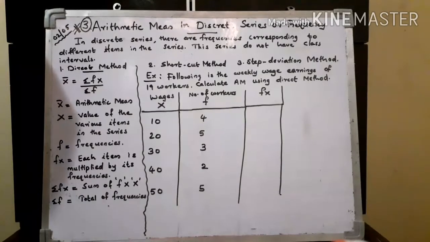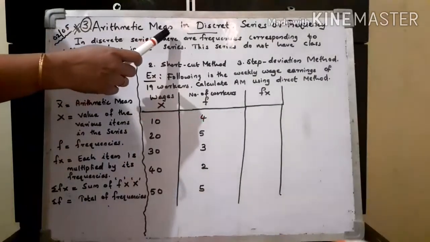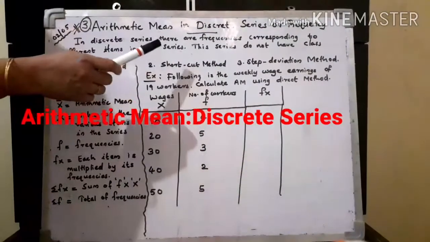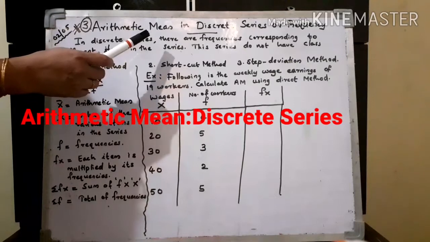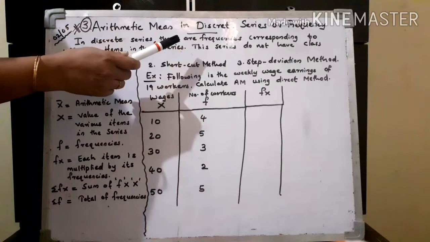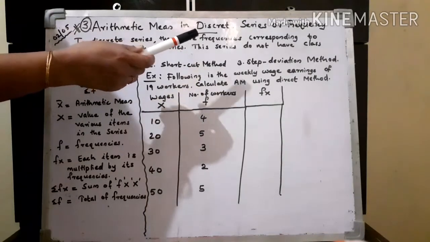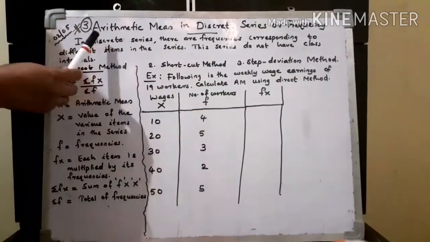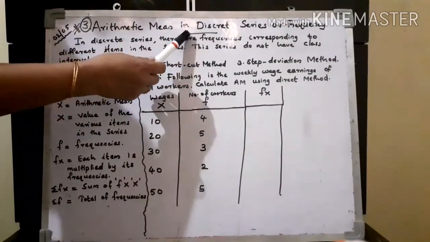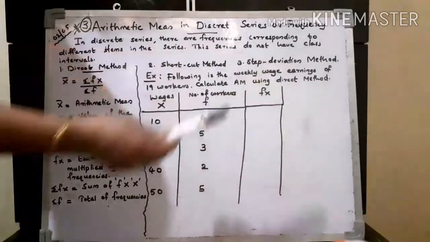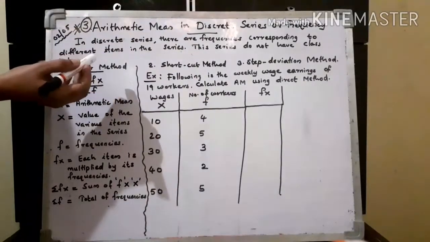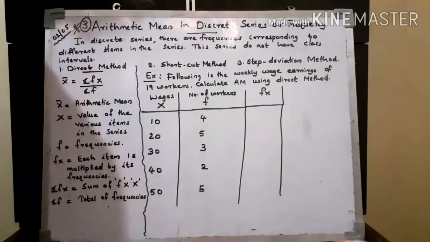Today I am going to give a class related to the topic arithmetic mean in discrete series or frequency series. In the last two videos I mentioned how to calculate arithmetic mean in individual series by direct method and shortcut method. So in this third video I am going to show you how to calculate arithmetic mean in discrete series or frequency series. Before that we must know what is meant by discrete series.